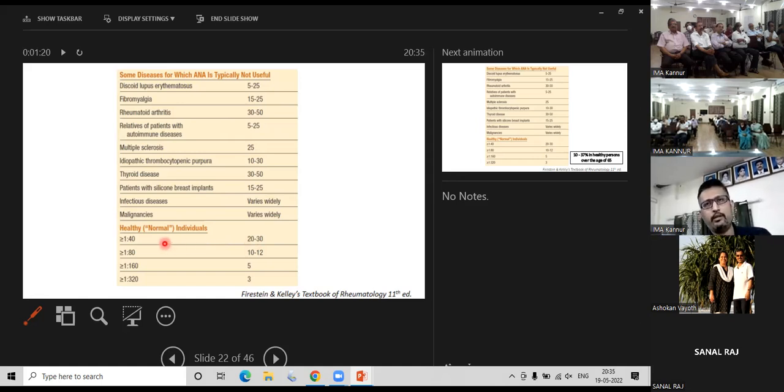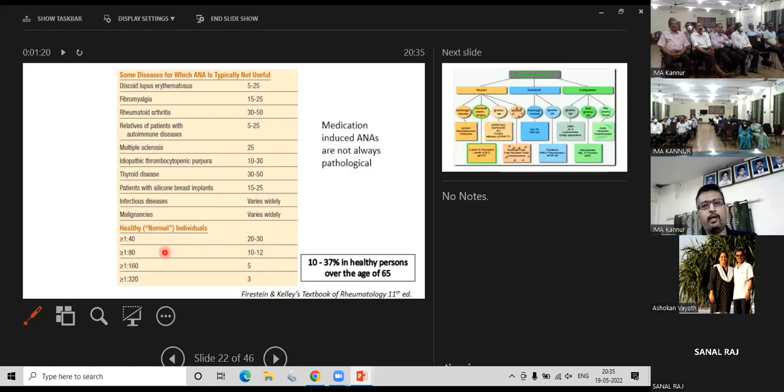Most laboratory chains now take a titer of 1:80 and above. In institutes, we used to use a titer of 1:100 and above. In patients above the age of 65, up to 10 to 37% of patients may be positive for ANA. And medication-induced ANAs are not always pathological.